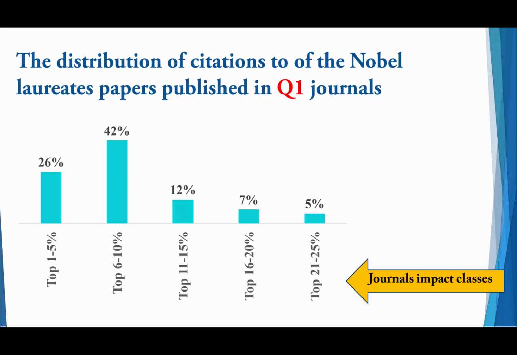About 26% of citations made to the papers of the Nobel Prize winners have been received by those Nobelist papers published in the top 1 to 5% journals. This percentage for top 6 to 10% journals is 42%. So, about 68% of the citations made to the papers of the Nobel Prize winners have been received by those Nobelist papers published in the top 1 to 10% journals.